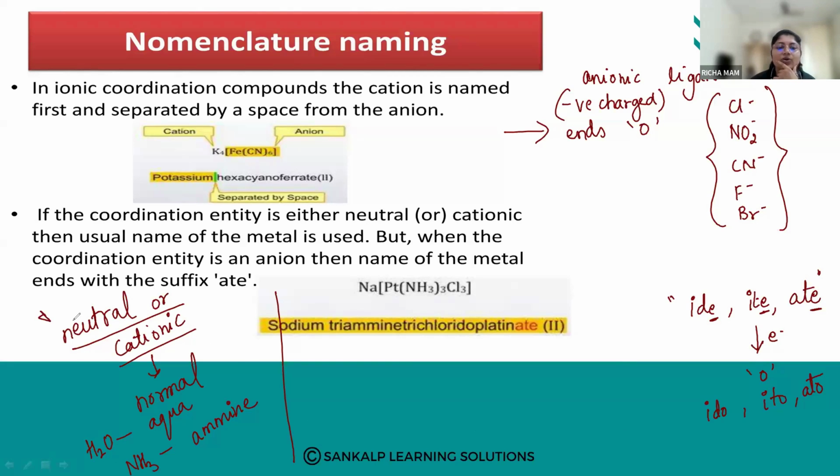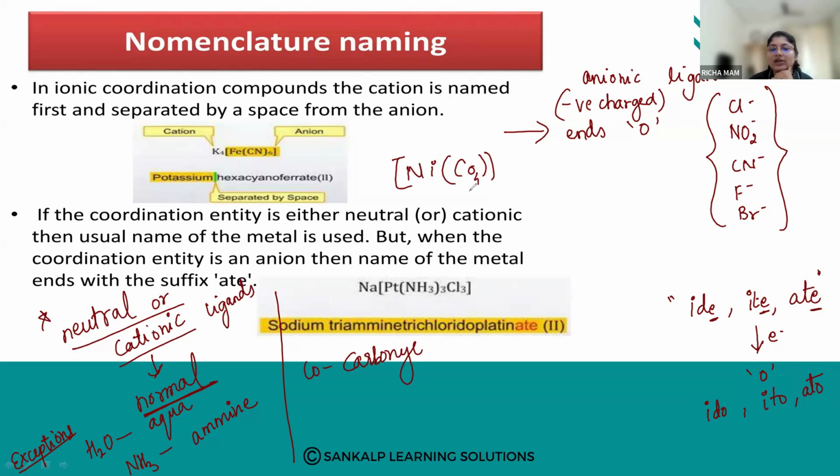Whenever you have neutral or cationic ligands, they are named as normal. Few exceptions are there, where water is named as aqua, NH3 is named as amine, then CO is carbonyl. Here, Ni(CO)4, this is your carbonyl group.